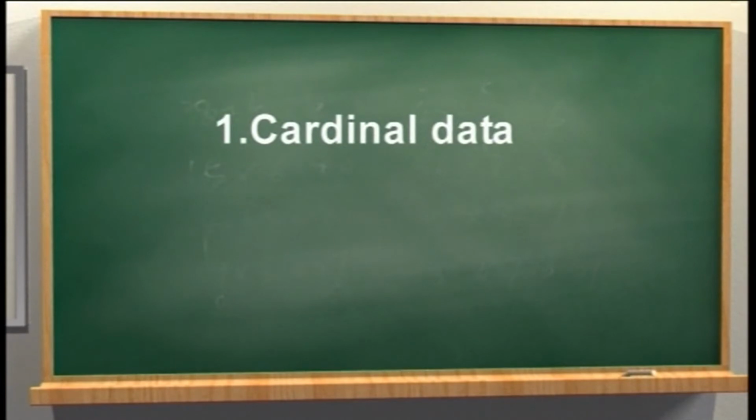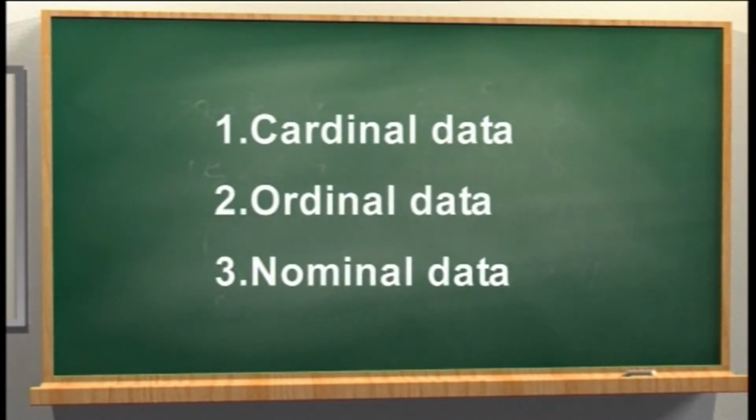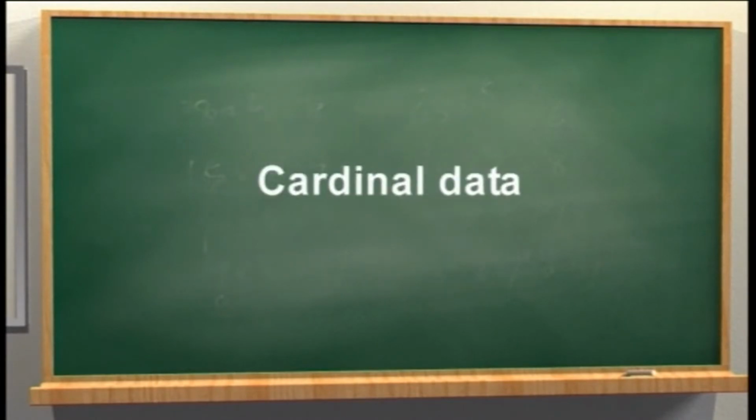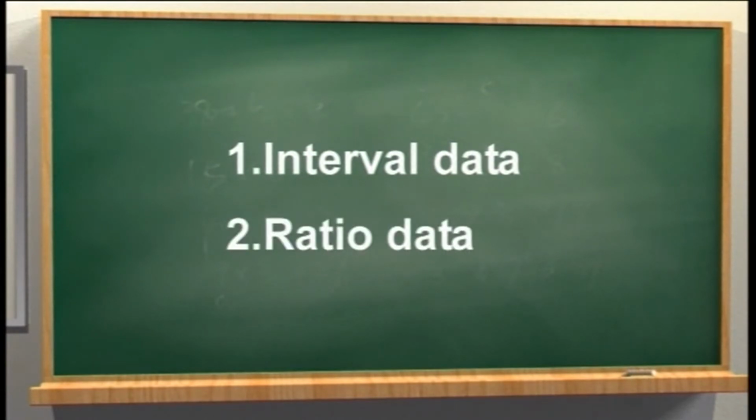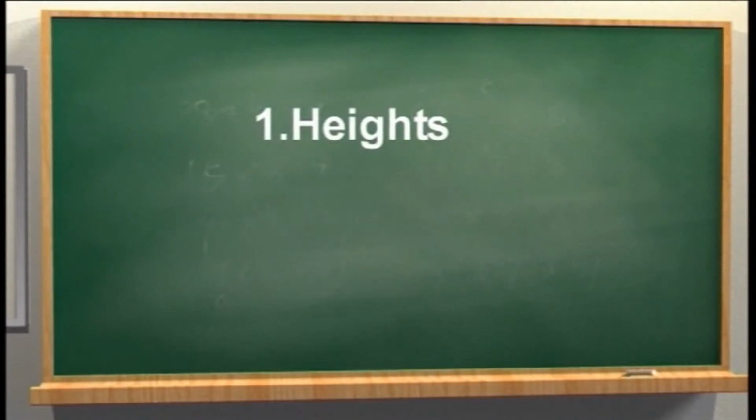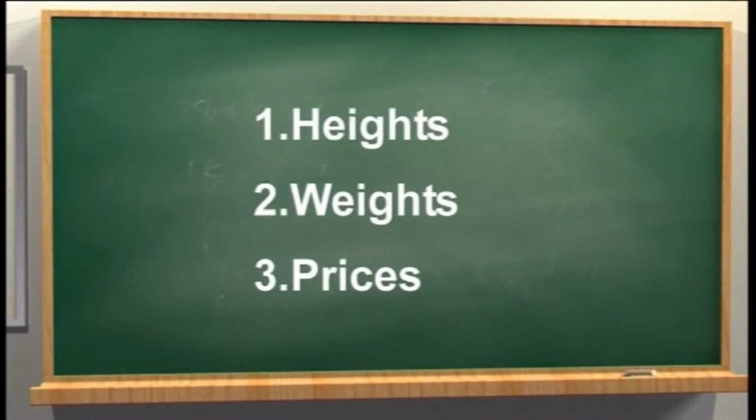The modern world, often described as the information age, is characterized by an abundance of data. Data, however, is not homogeneous. In fact, one could talk of three levels of data: cardinal data, ordinal data, and nominal data. Cardinal data, which might be classified as interval data and ratio level data, are represented by real numbers. Examples are heights, weights, prices, etc.